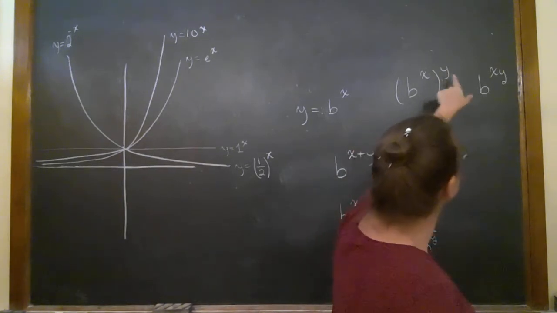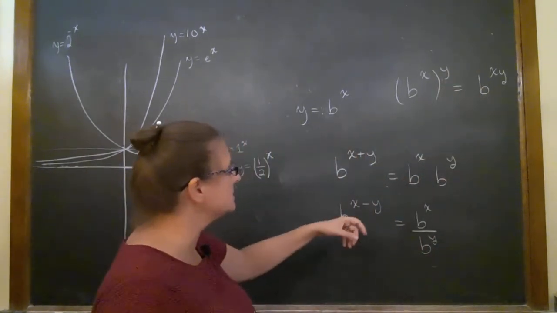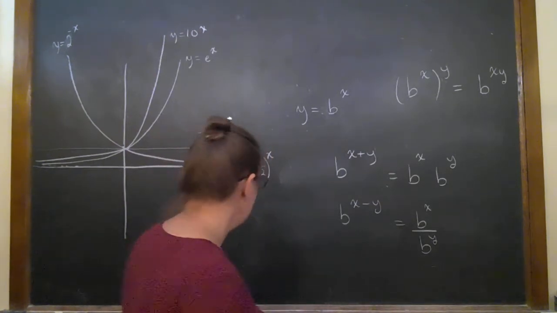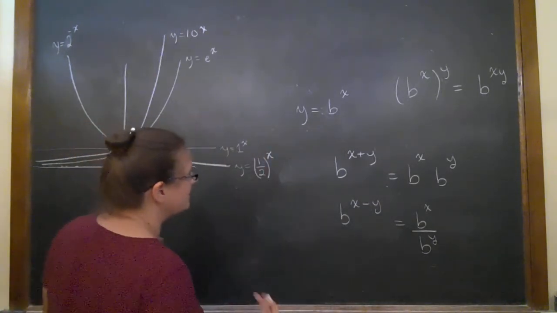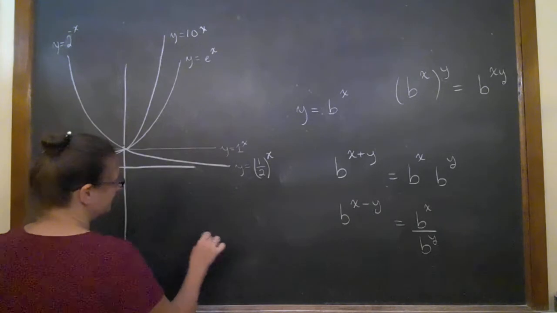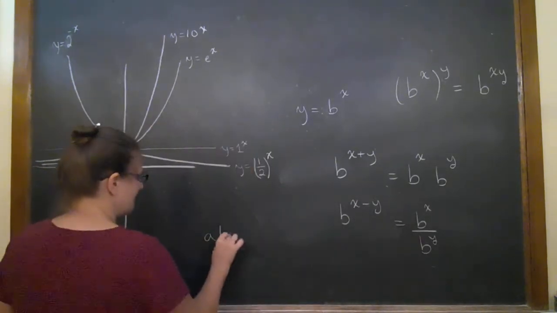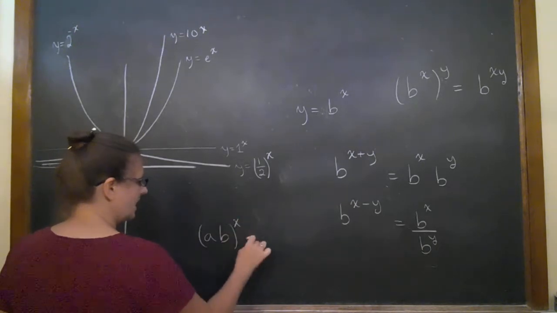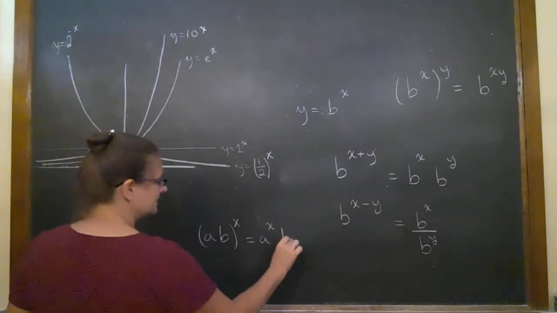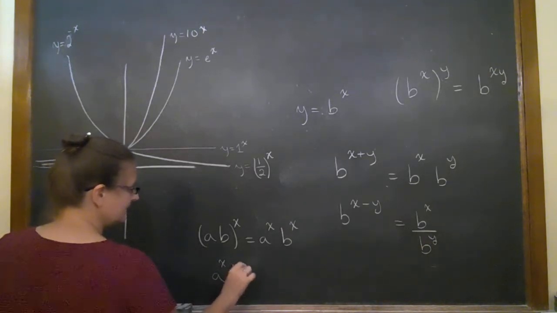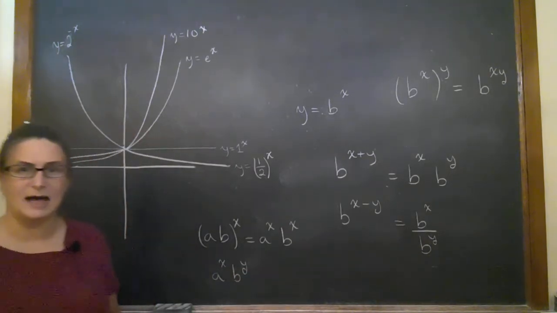So raising to the power is multiplying exponents. Multiplying is adding exponents, okay? And if I have two different bases, I don't know exactly how often you see this. If I have this, I can write this as a to the x, b to the x. But if I have a to the x, b to the y, I can't do anything with that, right?